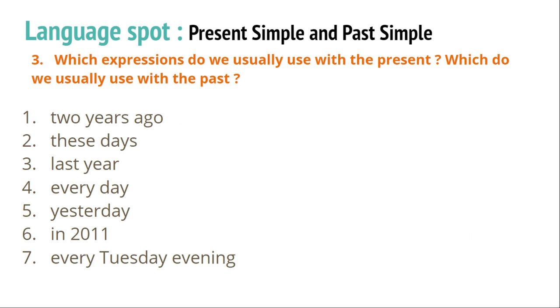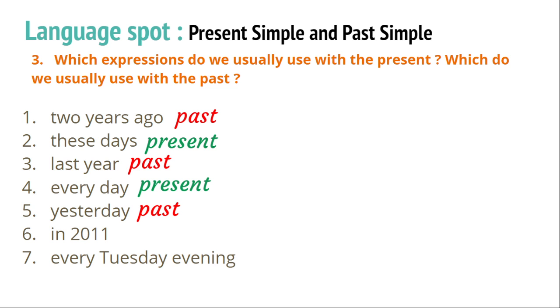Which expressions do we usually use with the present and which do we usually use with the past? 2 years ago refers to the past. These days is used usually with the present. Last year used with the past. Every day used with the present. Yesterday used with the past. In 2011, past. And every Tuesday evening, present.